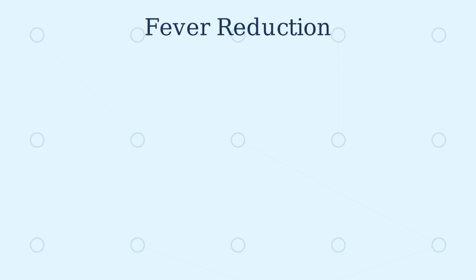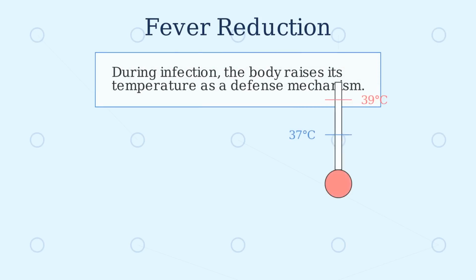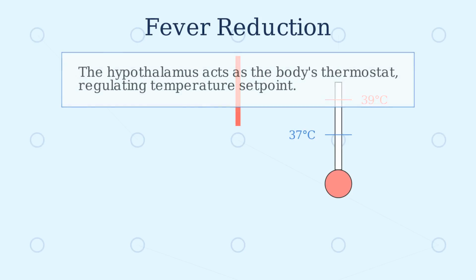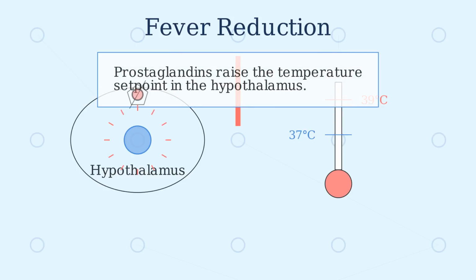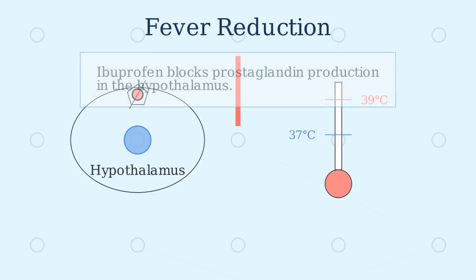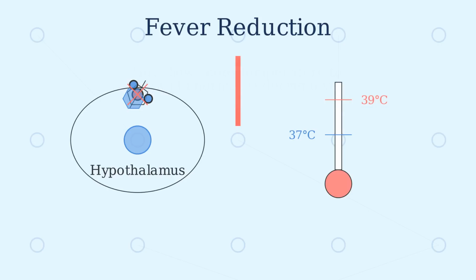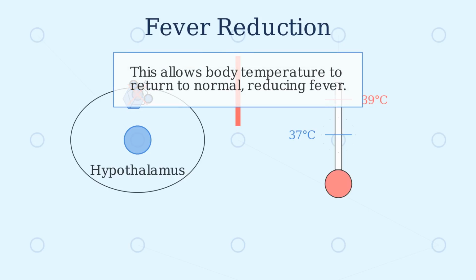Fever reduction is another important effect of ibuprofen. During infection, the body often raises its temperature as a defense mechanism. This is known as fever. The hypothalamus in the brain acts as the body's thermostat, regulating temperature. Prostaglandins affect this thermostat by raising the body's temperature set point. Ibuprofen works by blocking prostaglandin production in the hypothalamus. This allows the body temperature to return to normal, thus reducing fever.